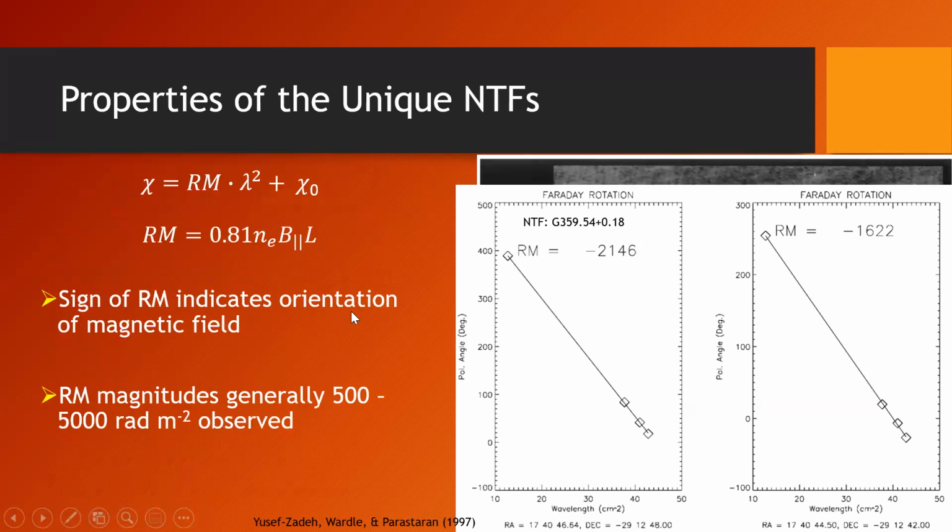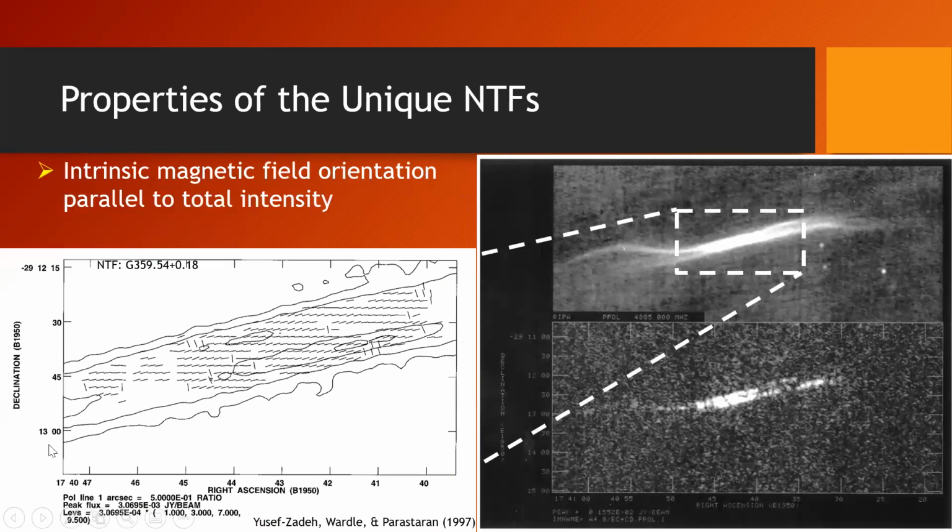And so looking at the rotation measure values first for the NTFs, they're generally found to have large rotation measure magnitudes of a few hundred to a few thousand radians per meter squared. And these are quite large rotation measure magnitudes compared to what's seen in the galactic disk or in extragalactic sources. And then using these rotation measures and correcting for Faraday effects, the intrinsic magnetic fields are generally seen to be parallel to the total intensity of the NTFs.